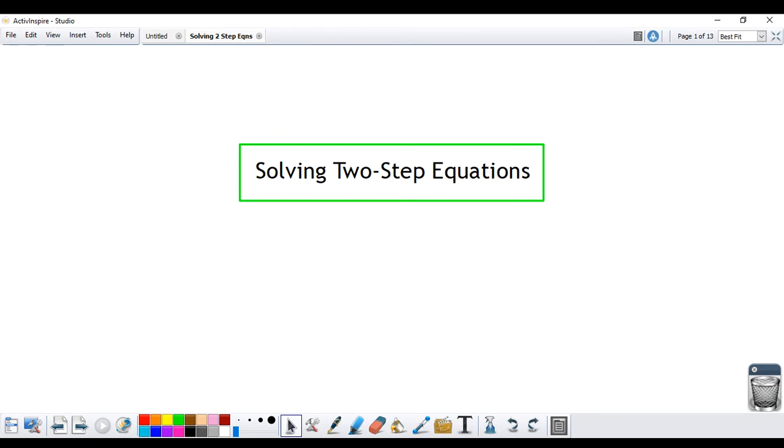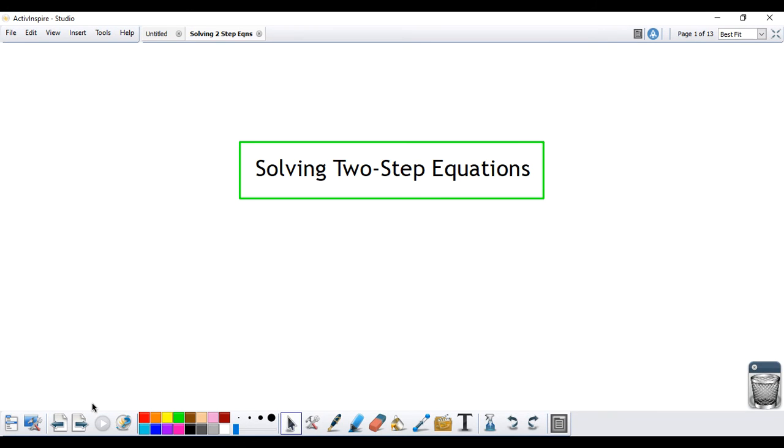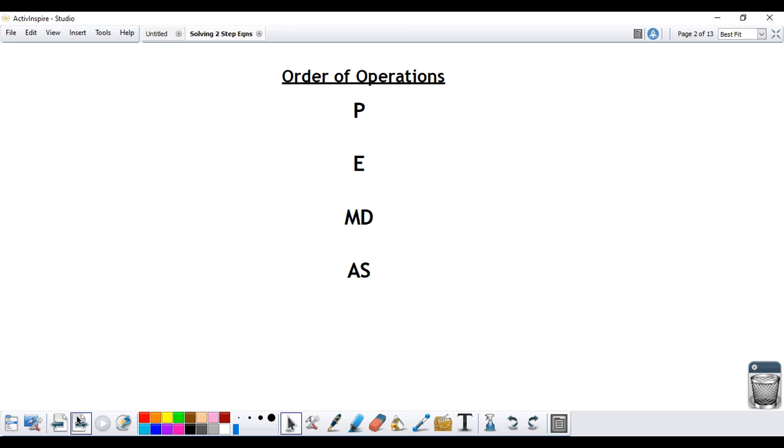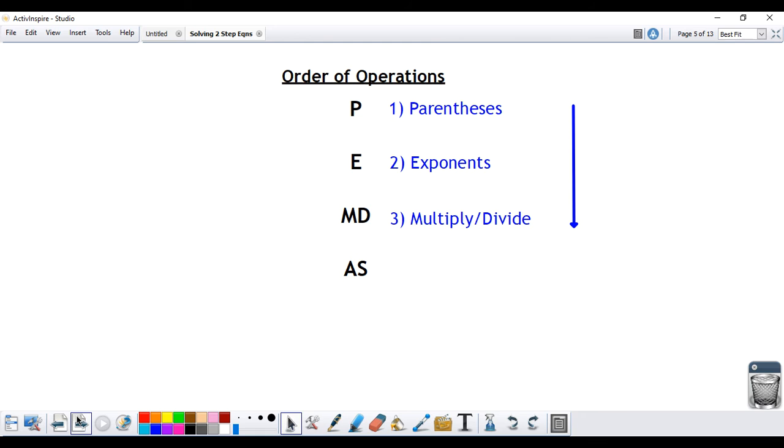So let's talk about how to solve two-step equations. Now, when you're normally trying to solve an equation, you use the order of operations. So you'll remember that first you do parentheses, then you do exponents, then you multiply or divide, and then you add or subtract. Well, to solve equations, we're going to work backwards.